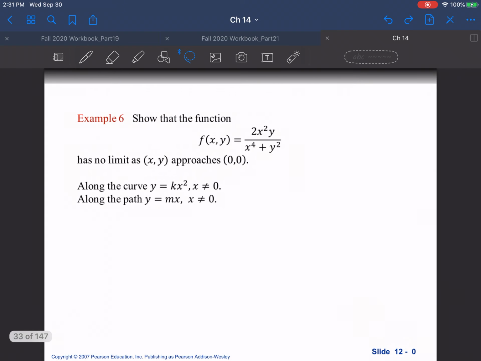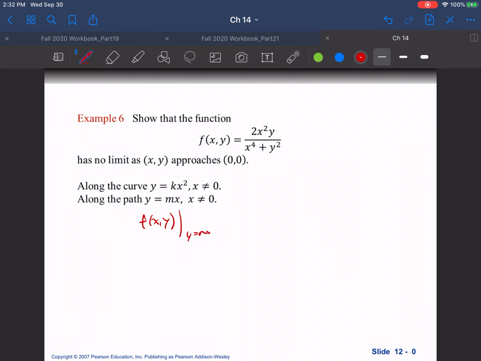So let's take a look at this one. Now this one, we can see here that along the curve y equals kx squared, we end up with what we just did before. We found all those constants, and it was no limit as we went along. So let's take a look then at the path y equals mx. If we just do this quickly, because I know this video is dragging on, we evaluate f of x, y at y equals mx.